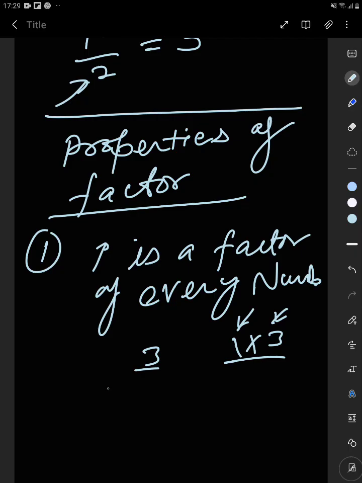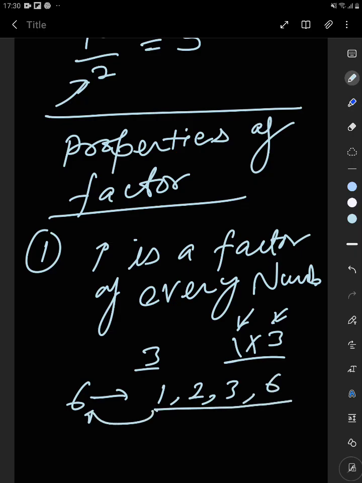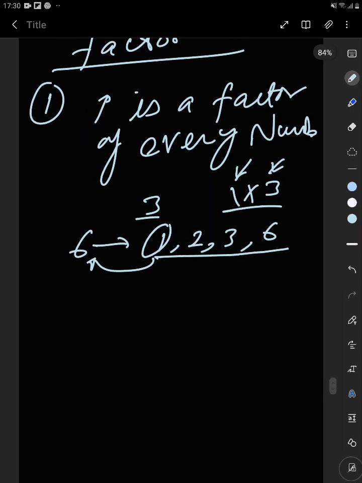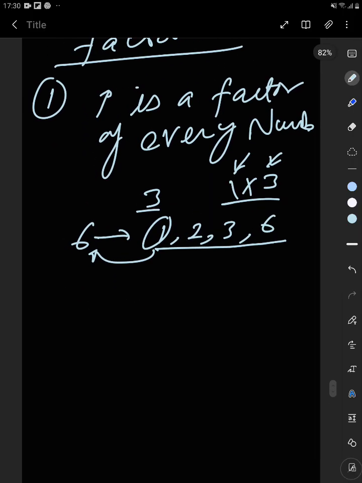Suppose you want to find out the factors of 6. So what will be the factors? 1, 2, 3 and 6. From these numbers, 6 can be exactly divided. So 1 is always there. So this is the first property of the factors.